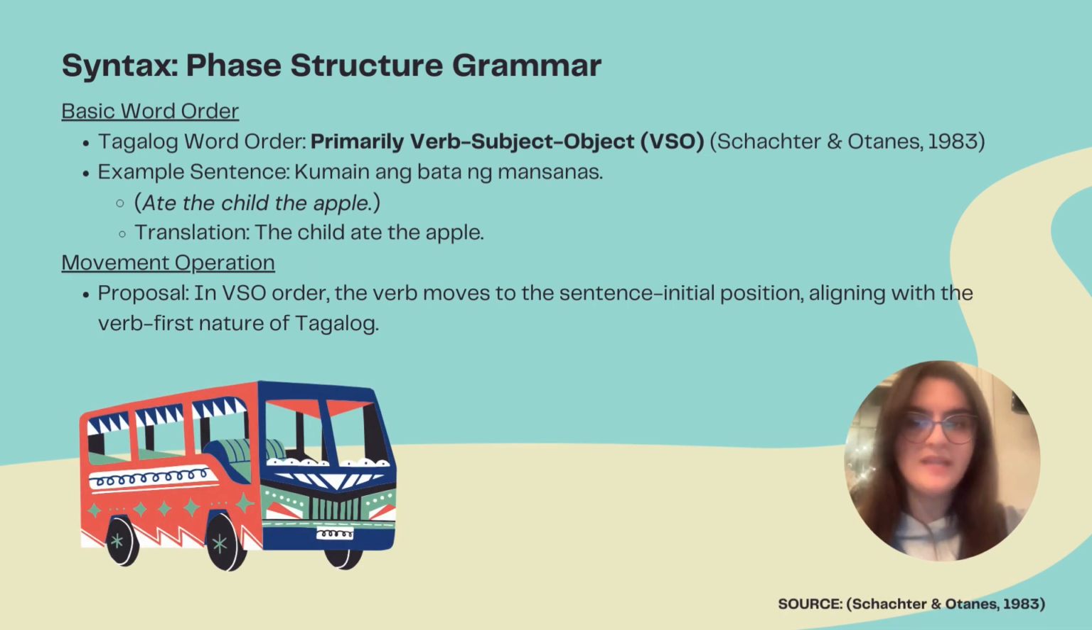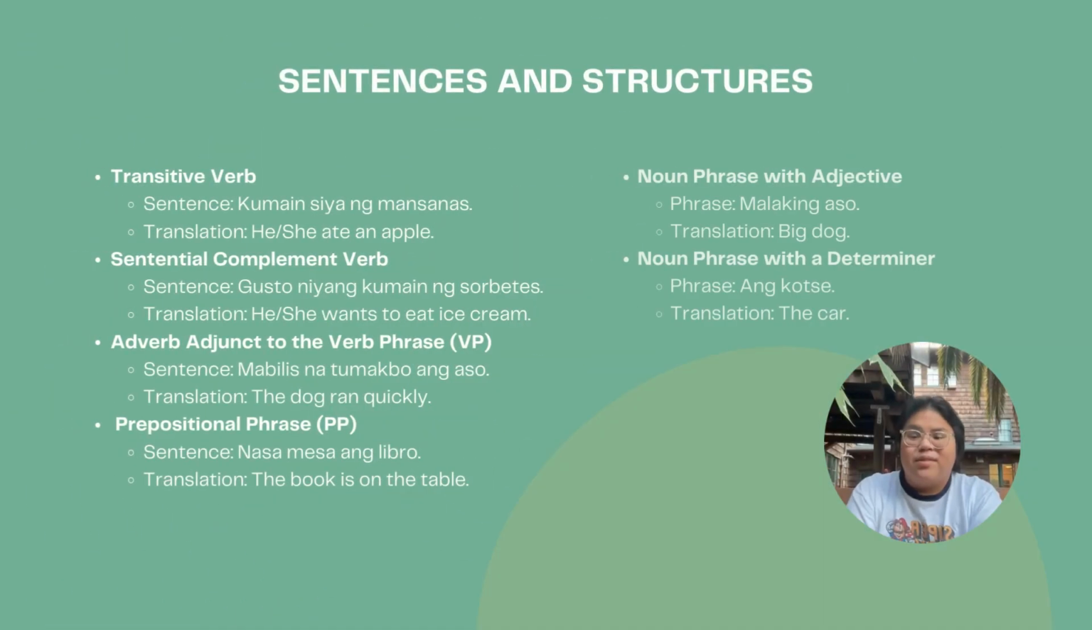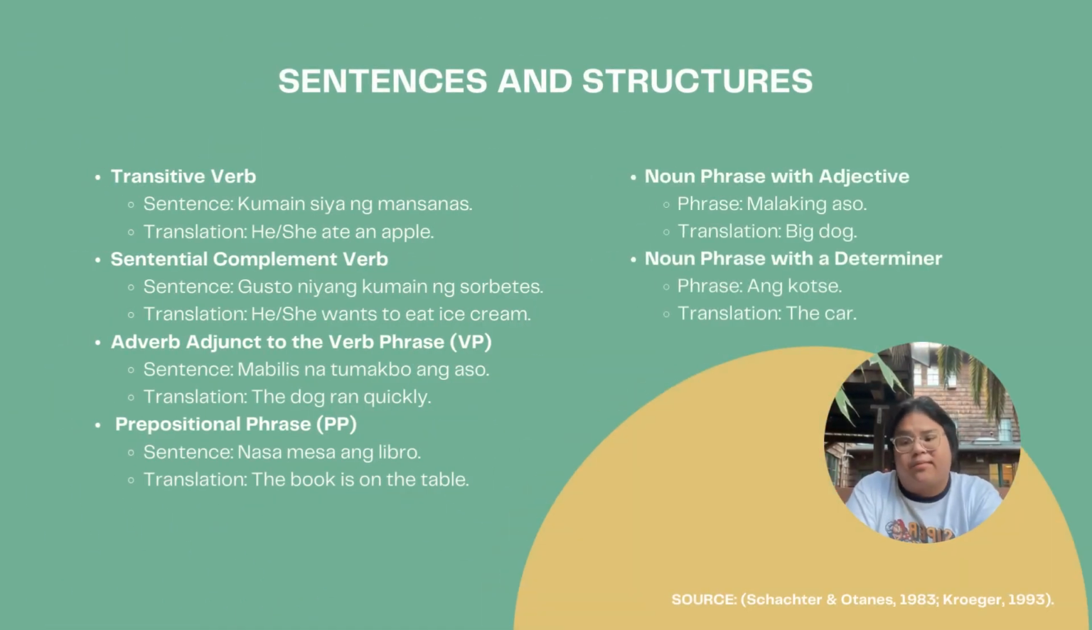Moving on to syntax, Tagalog primarily follows a verb subject object or VSO word order. An example is kumain ang bata ng mansanas, which directly translates to ate the child the apple, which means the child ate the apple. This structure reflects a verb first nature in Tagalog. The movement operation in the syntax proposes that in VSO order, the verb moves to the initial position in the sentence, aligning with the verb first nature of the language. So let's dive deeper into the sentence structures with some specific examples.